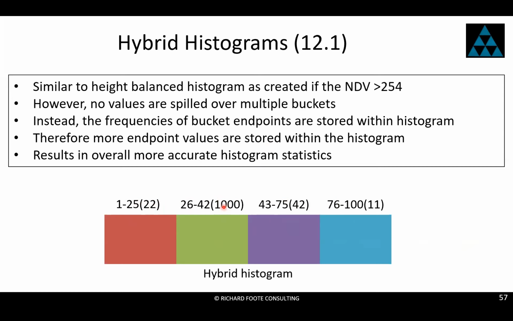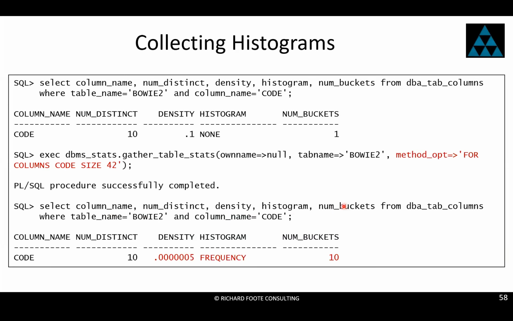best of both worlds. I've got height balanced, but for the really common ones, which would be the end values, because that's what would cause them to spill over, I will know the frequency of my end values. And that's why it's a little bit of the best of both worlds. And we need to understand, A, that we need histograms, and B, which one Oracle's come up with, because that can figure into our costings.